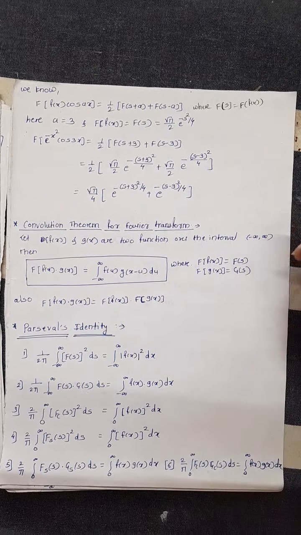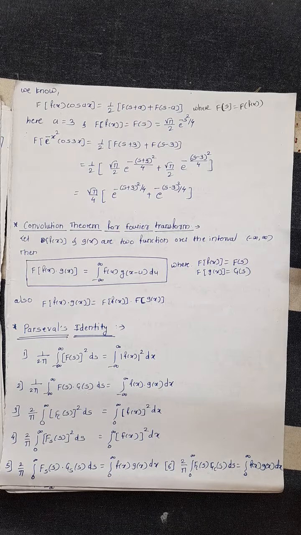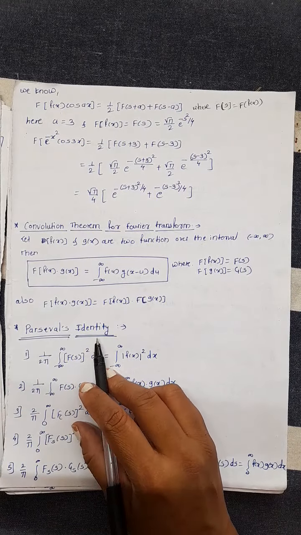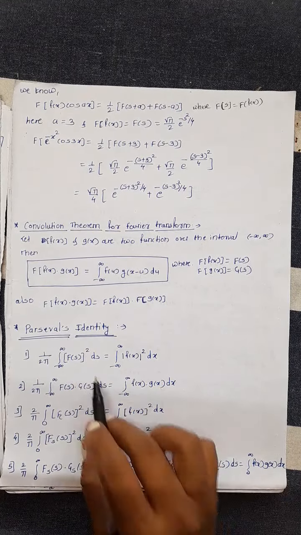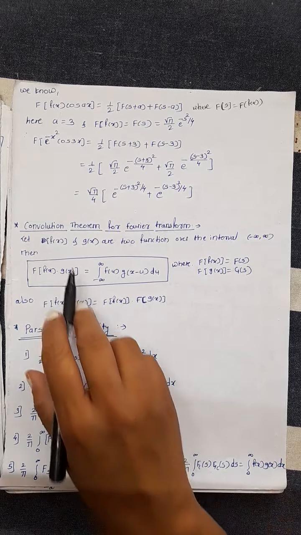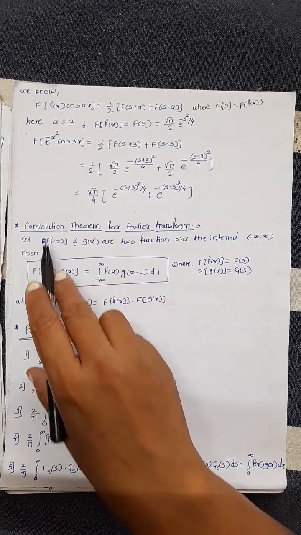Evaluation. We are going to evaluate integrations using one identity, that is called Parseval's identity. Okay, Parseval's identity. Here are 6 formulas. These are very easy formulas. Okay, now before that, let us see the convolution theorem for Fourier transform.